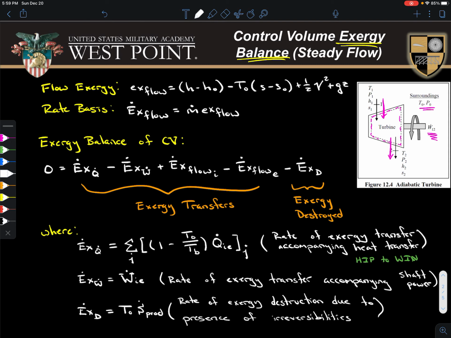We're going to then produce entropy, and thereby, by analogy, we're also going to destroy exergy, which basically means that we're not going to get out as much work as we previously would have wanted to.